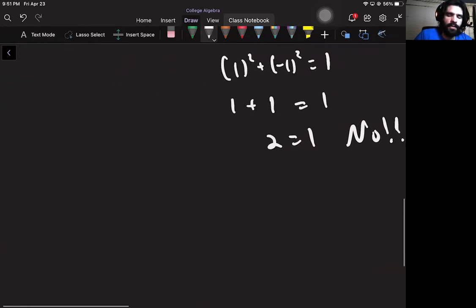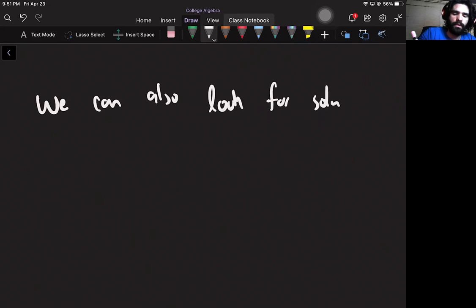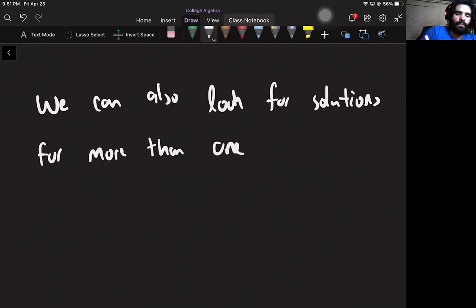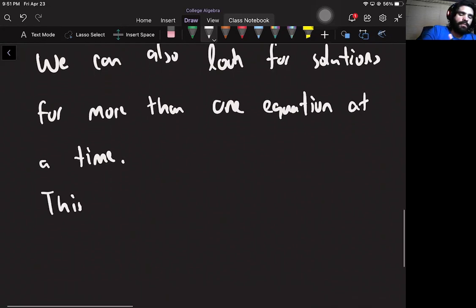So then what we want to do now is think about having more than one equation at a time. We can also look for solutions. Up there, I didn't really look for a solution, I just checked something was a solution, but we can look for solutions too by solving for variables. And we could do this for more than one equation at a time. That's what today is about. Today we'll stick with 2, but you could do more than 2 equations. This is called solving a system of equations.